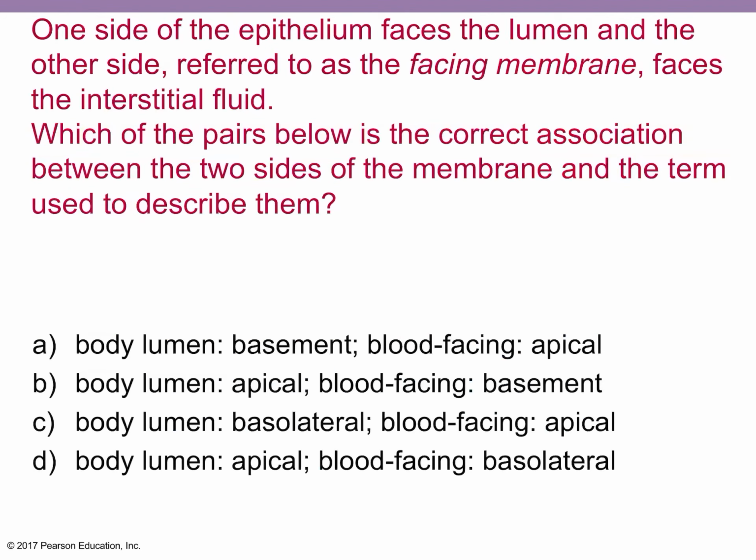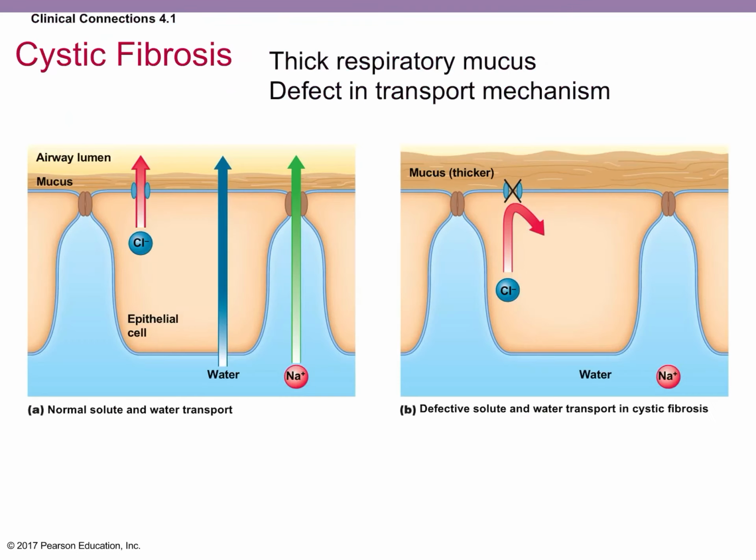All right, so what faces the body lumen? This is going to be the apical surface, right? So we can cross out C and we can cross out A. And then the blood facing is the basolateral surface. So your answer is D.